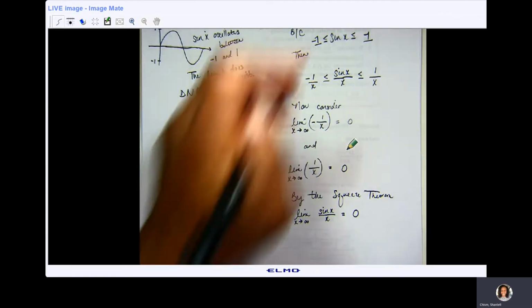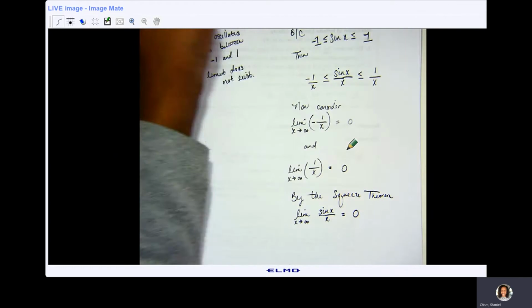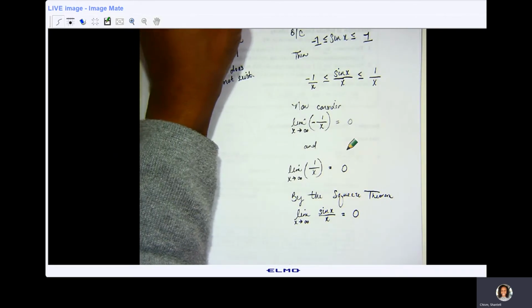Okay? So that equals 0. This one does not exist.